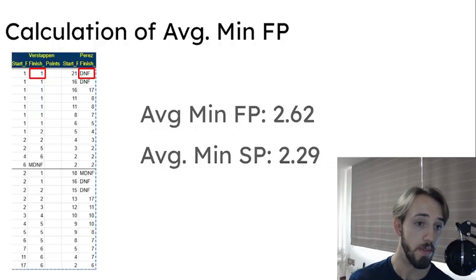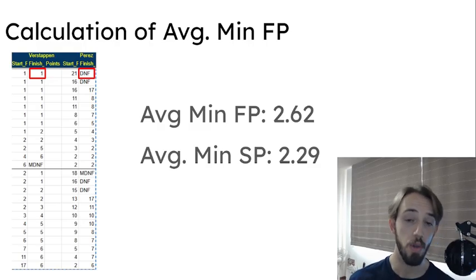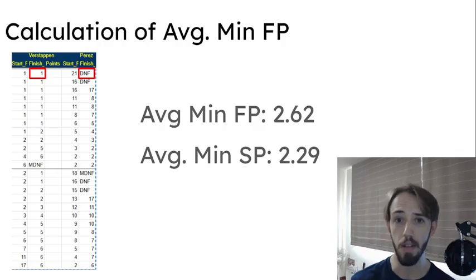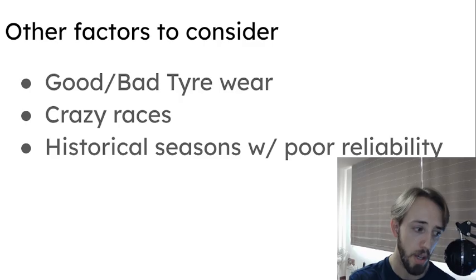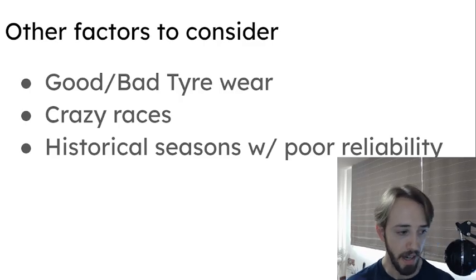If it's the inverse, like the 2019 Haas or 2023 Haas, for example, where these stats are flipped the other way around, you can also take that into effect and make the car act a little bit worse than you would account for where it's starting. There are some other things to take into account.